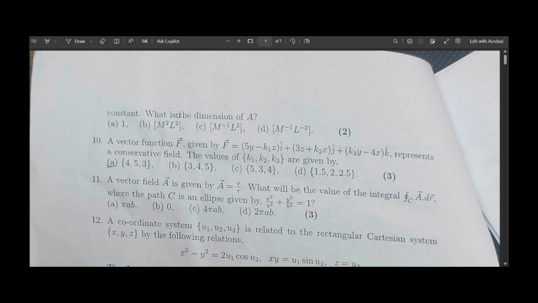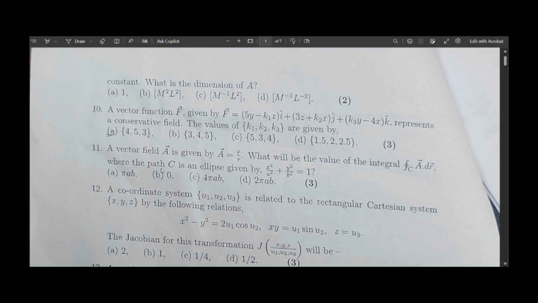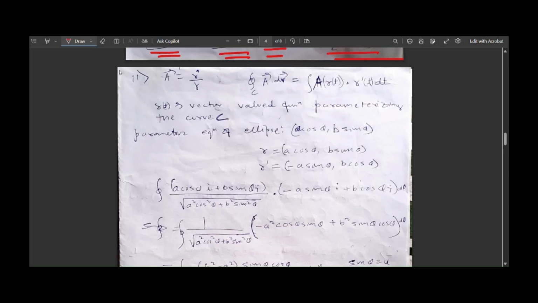Question number 11. A vector field A is given by A is equal to r cap by r. What will be the value of the integral A dot dr, where the path C is an ellipse given by x square by a square plus y square by b square is equal to 1. So here it is given A is equal to r cap by r.